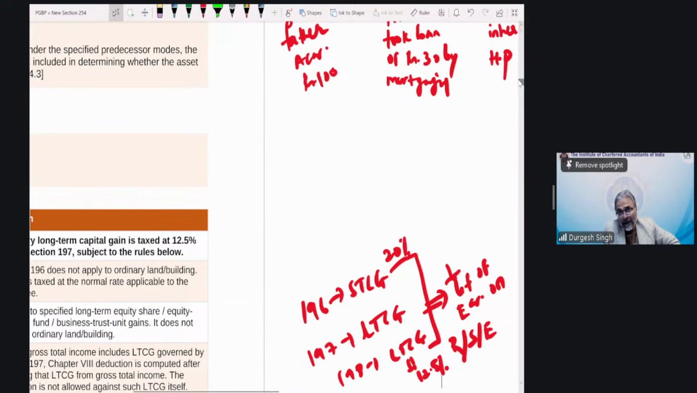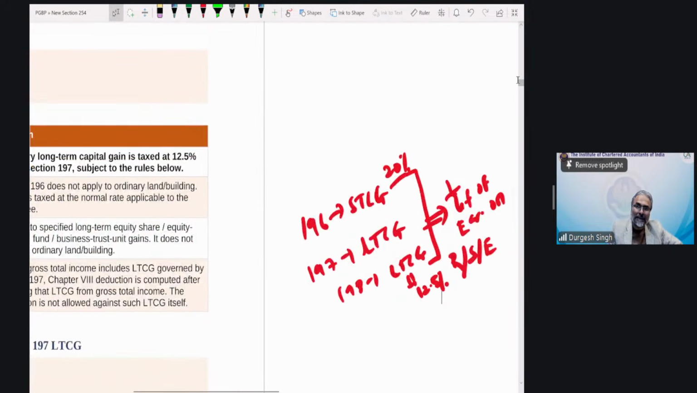Now, if real estate is sold, what is the period of holding to be considered to understand whether it is long term or short term? How do I know that the real estate is a long term or short term capital asset? From date of acquisition to date of transfer. If it was inherited, then the date of acquisition of the previous owner. How many months? 24 months, sir. More than 24 months.